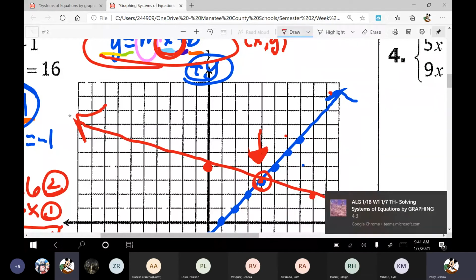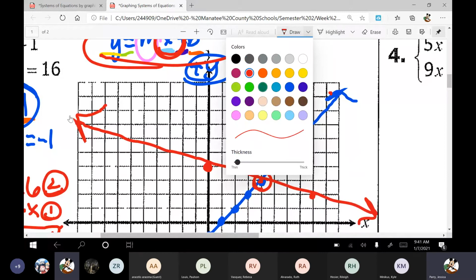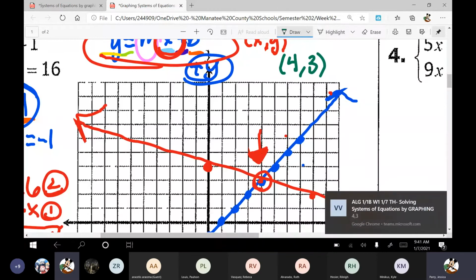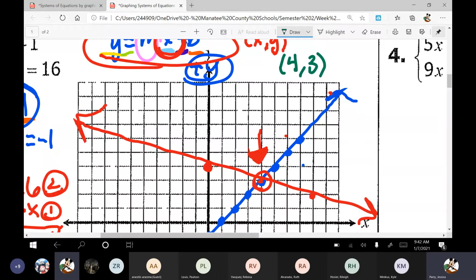The answer for this one here is, let me get a different color. It is, whoops, parentheses, 4, 3 parentheses. Just make sure when you do this, I'm not sure if you just didn't know how to type it, that's okay. But whenever you're writing it on paper, make sure you have the parentheses there as well. Parentheses 4, 3 parentheses for your solution.